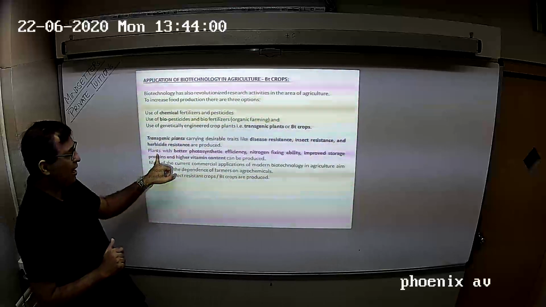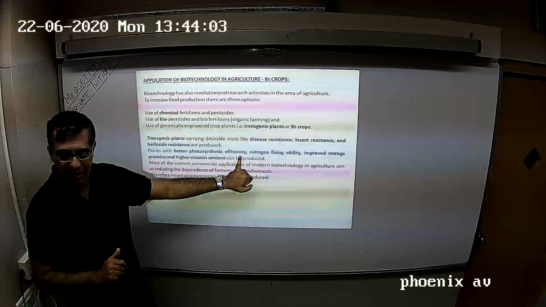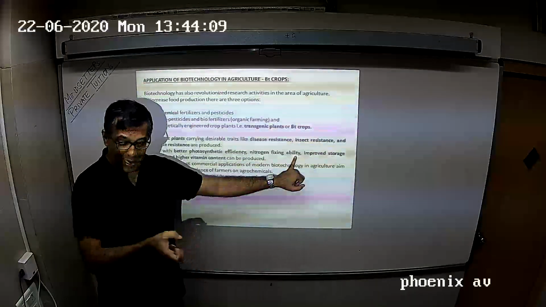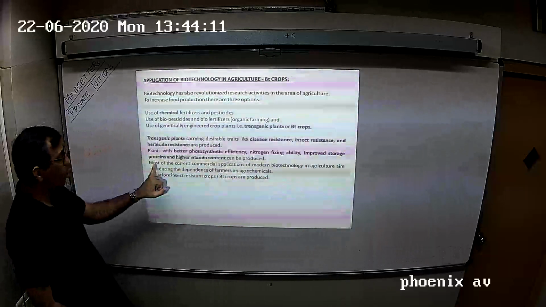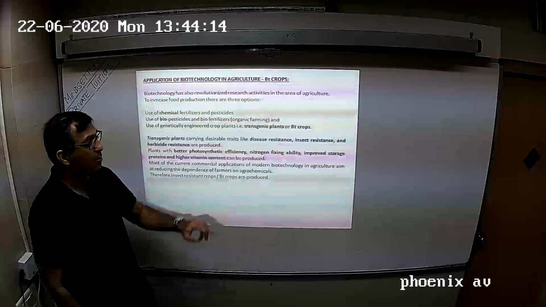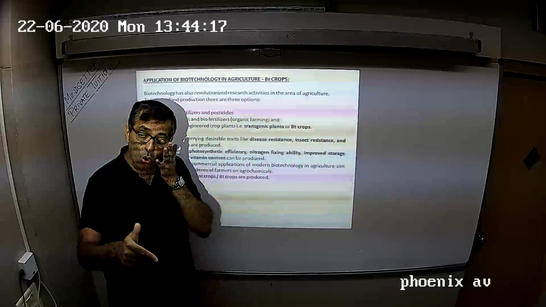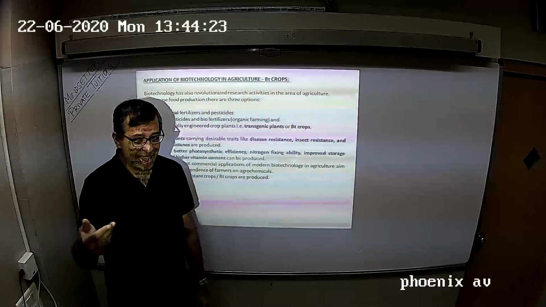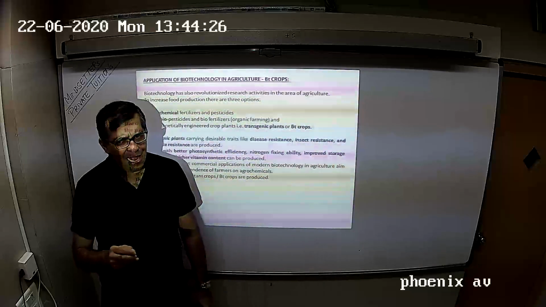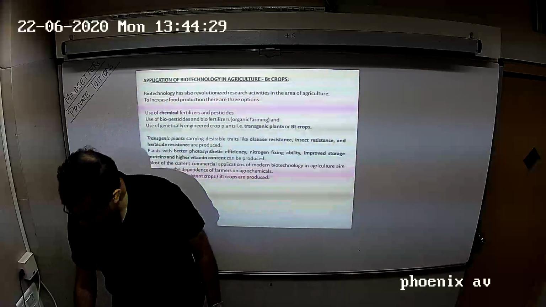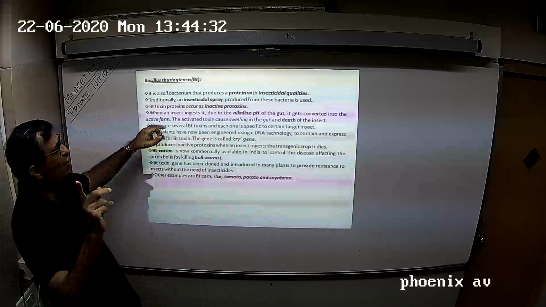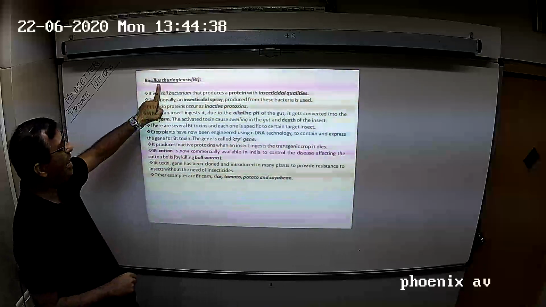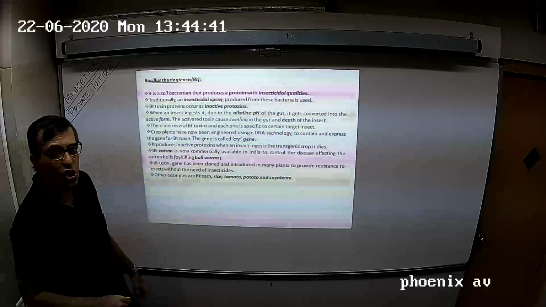Transgenic plants have better photosynthetic efficiency. They do better photosynthesis. Their nitrogen fixing ability is excellent. They do excellent nitrogen fixation. They have improved storage protein and higher vitamin content. Vitamin content is also high. So these are excellent transgenic plants, and this all started by using the first transgenic plant which was by BT, a soil bacterium called Bacillus thuringiensis.